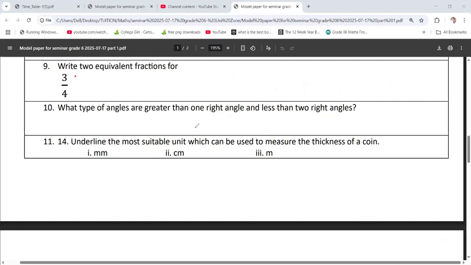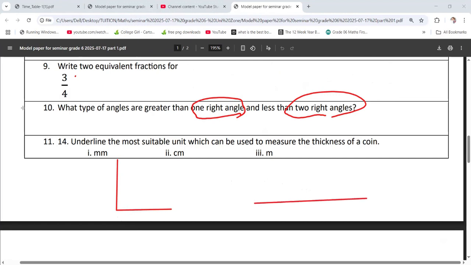What type of angles are greater than 1 right angle and less than 2 right angles? 1 right angle looks like this. And 2 right angles look like this. This is 1 right angle. This is 2 right angles. So what is in between these two?